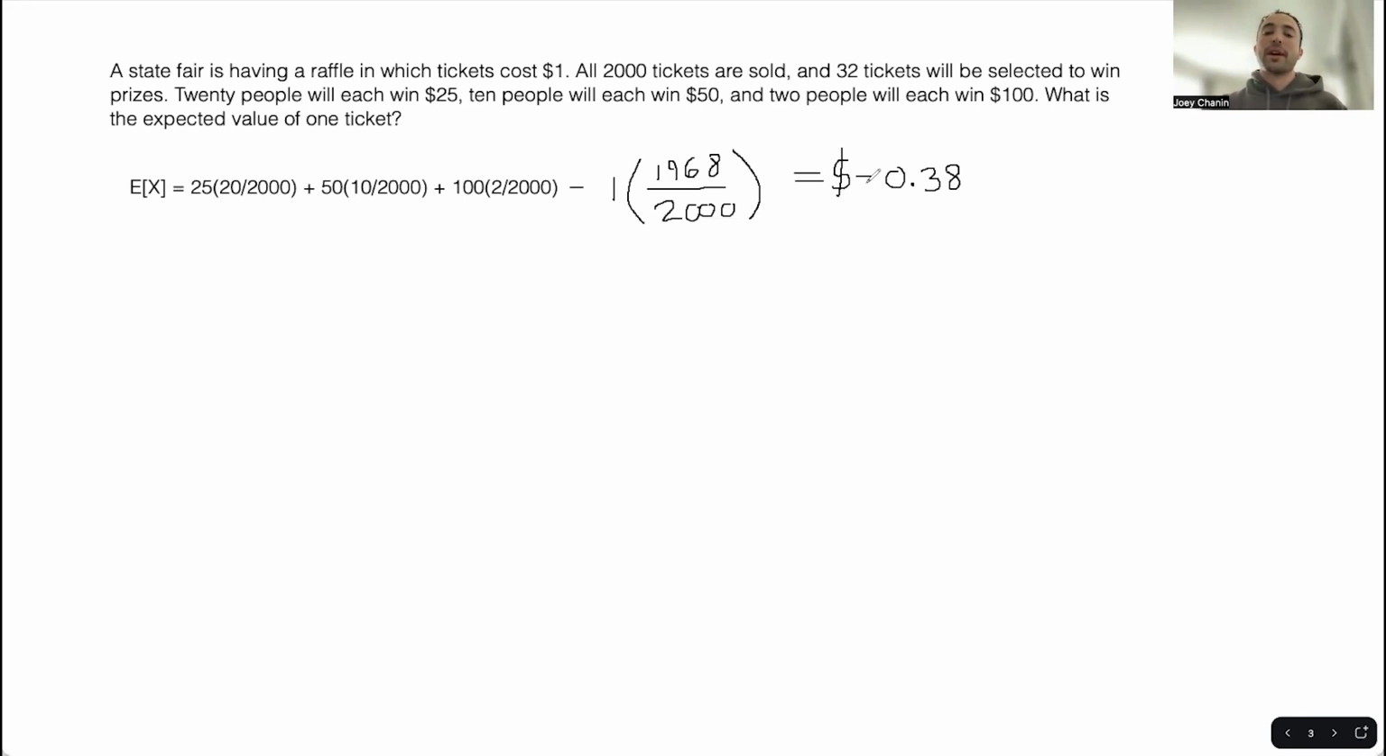But what this means is that with sufficient tickets, on average, the average person is going to lose 38 cents. So if we take all the people who bought a ticket and average out their winnings, it'll be losing 38 cents. That's an important idea to keep in mind. That's the average of this distribution, this probability distribution for the random variable X, is losing 38 cents. So that brings us to our next question.